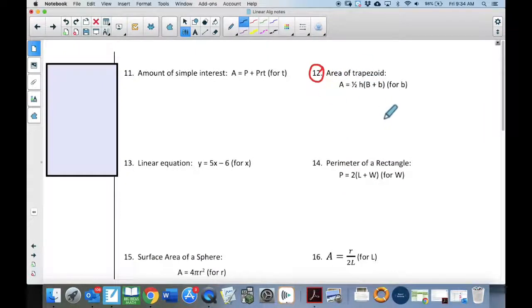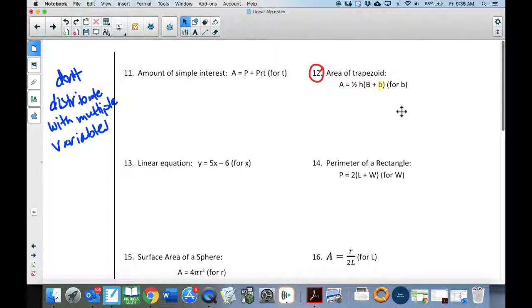Okay, number 12. Let's look at the area of a trapezoid: 1/2 h times b plus b. We're solving it for lowercase b. Okay, we have been talking in the past couple of days about sometimes you don't distribute. This is a really good example of when you would not distribute.